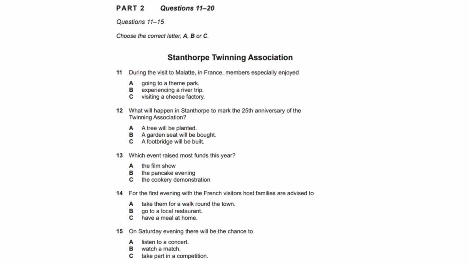It's great to see so many members of the Twinning Association here tonight. Since the twinning link between our two towns, Stanthorpe here in England and Malat in France, was established, the relationship between the towns has gone from strength to strength. Last month, 25 members of the association from Stanthorpe spent a weekend in Malat.